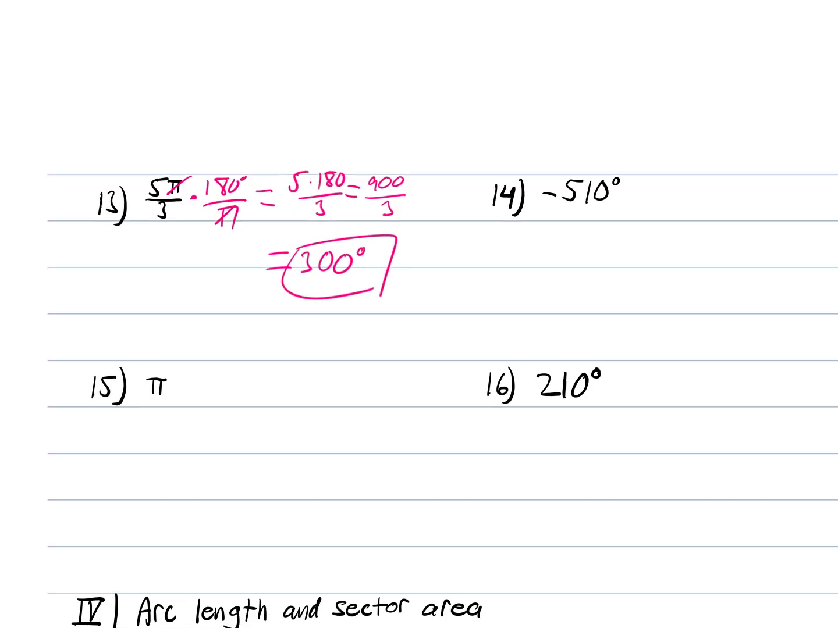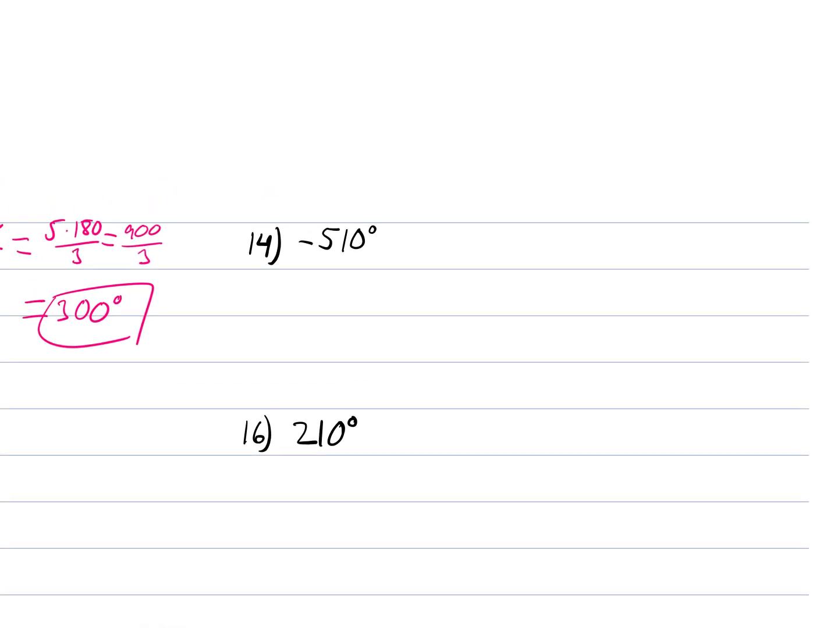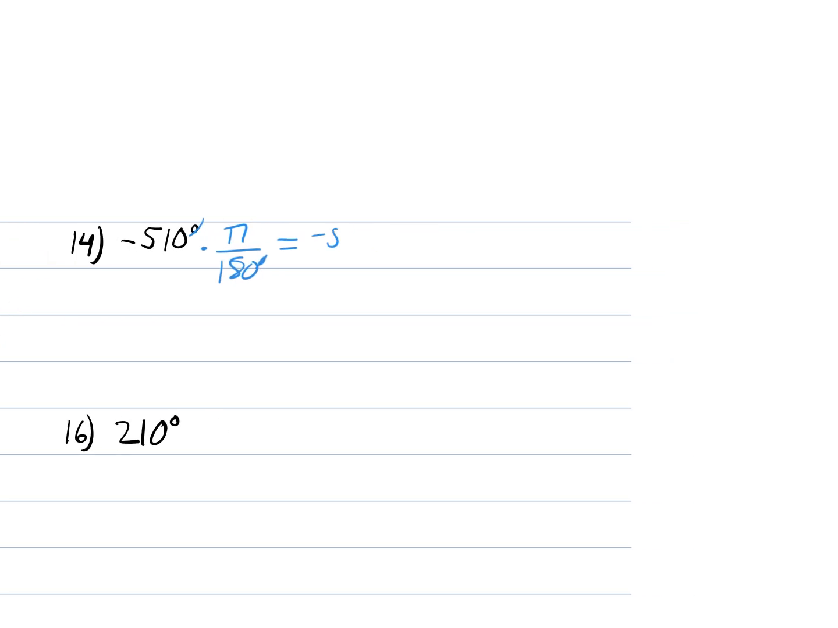All right, for negative 510, I can multiply by pi over 180. I want to cancel out the degrees, so I want that on the bottom this time. So then you end up with negative 510 pi over 180. And then that's going to get you negative 17 pi over 6, if you simplify fully.